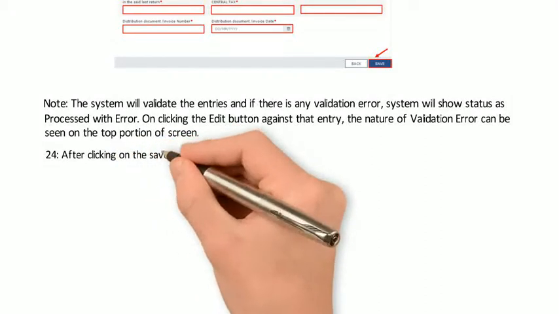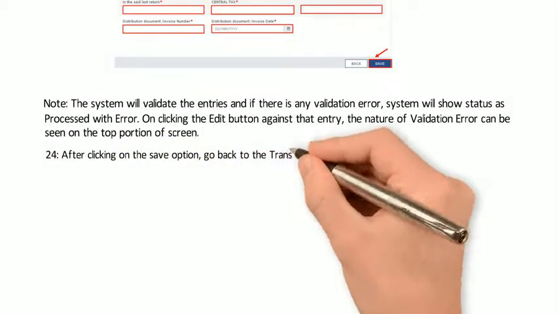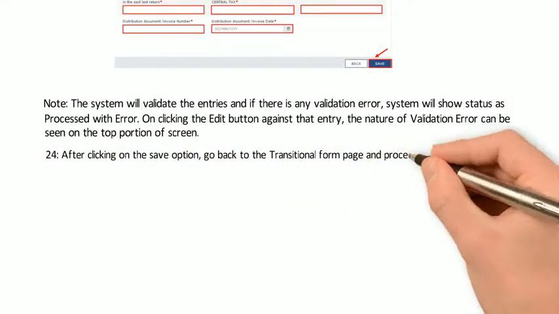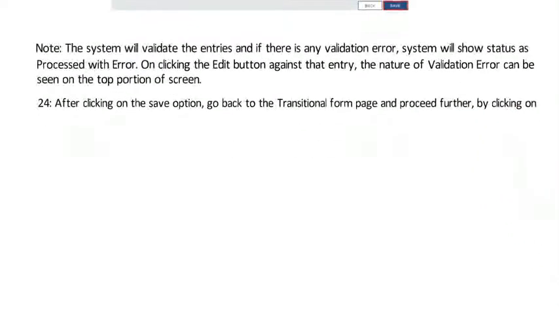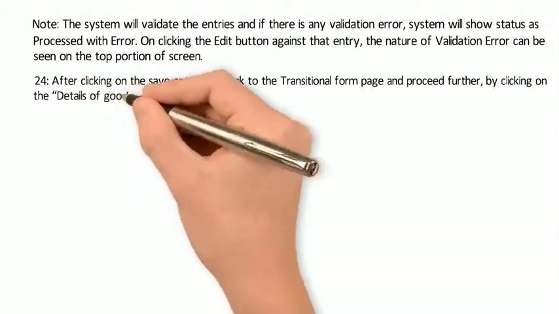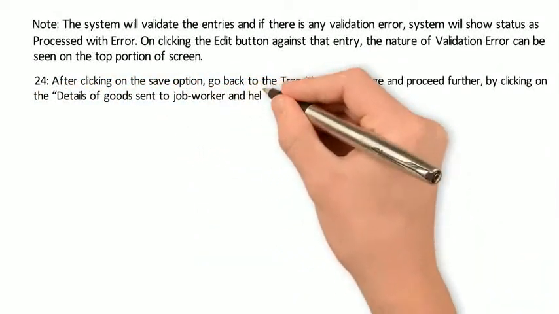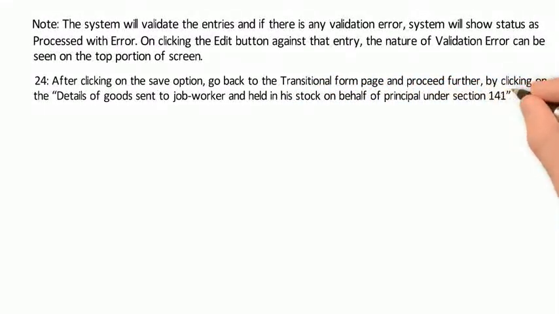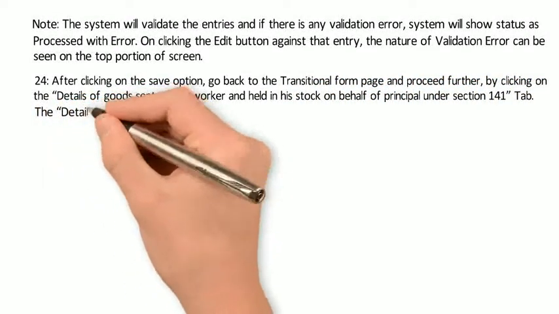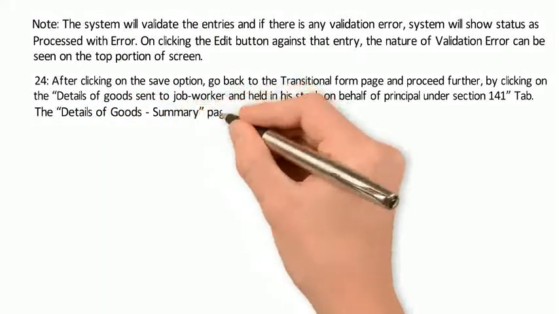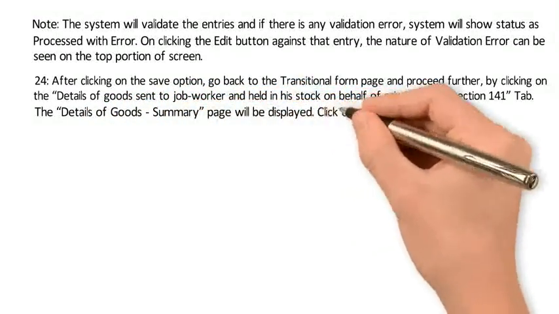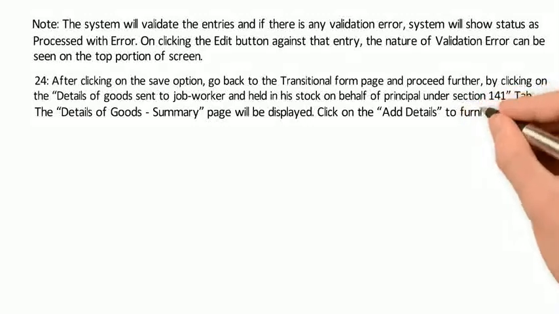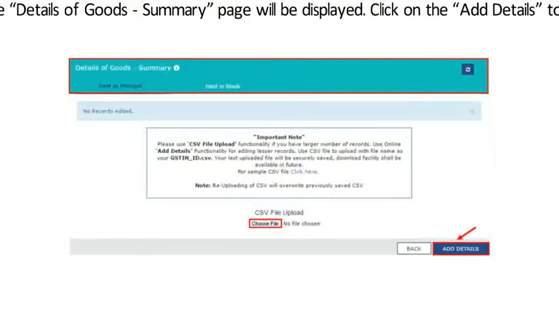After clicking on the Save option, go back to the transitional form page and proceed further by clicking on the Details of Goods sent to job worker and held in stock on behalf of principal under Section 141 tab. The Details of Goods summary page will be displayed. Click on the Add Details to furnish the data.